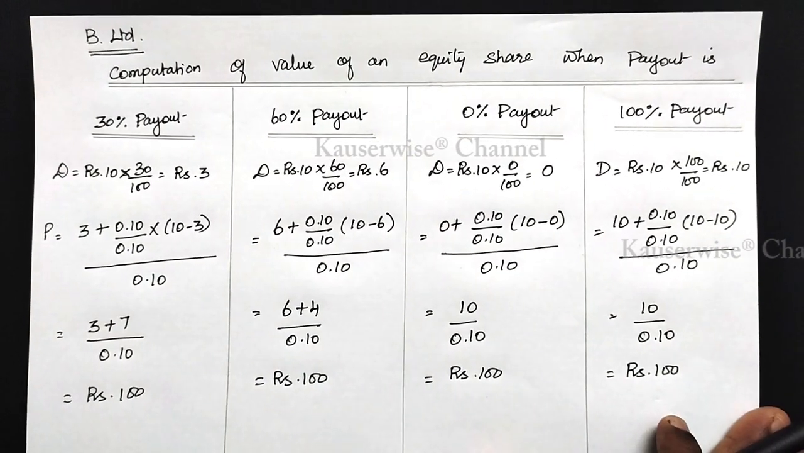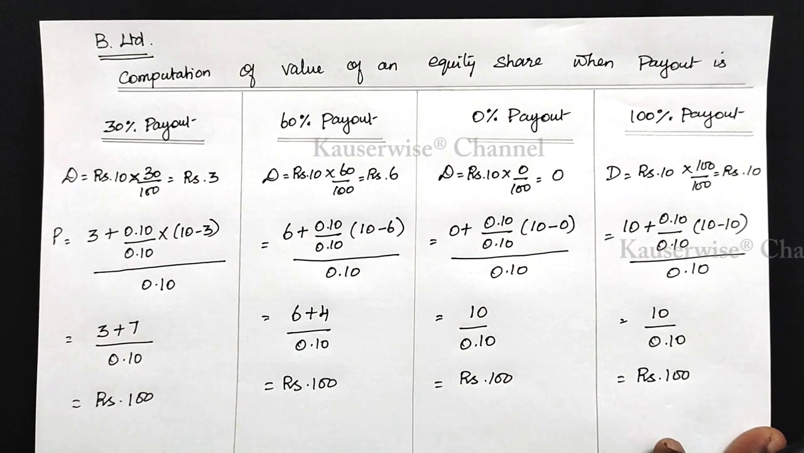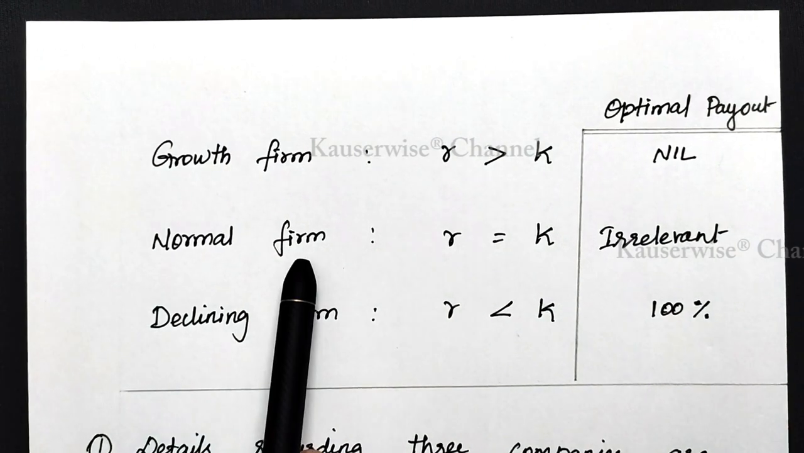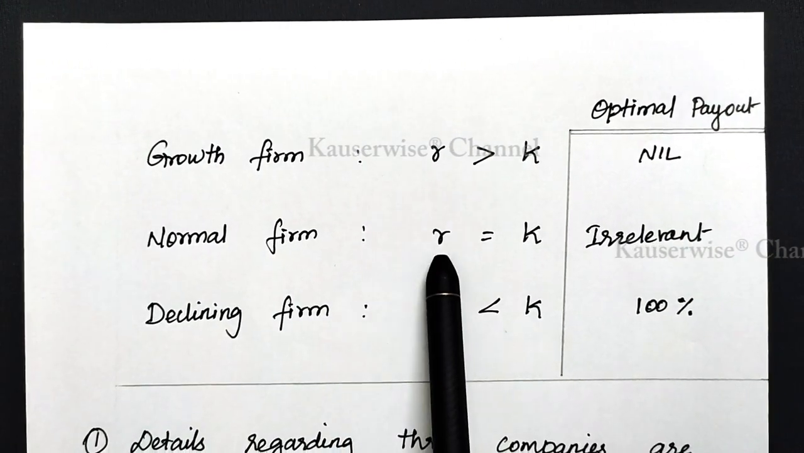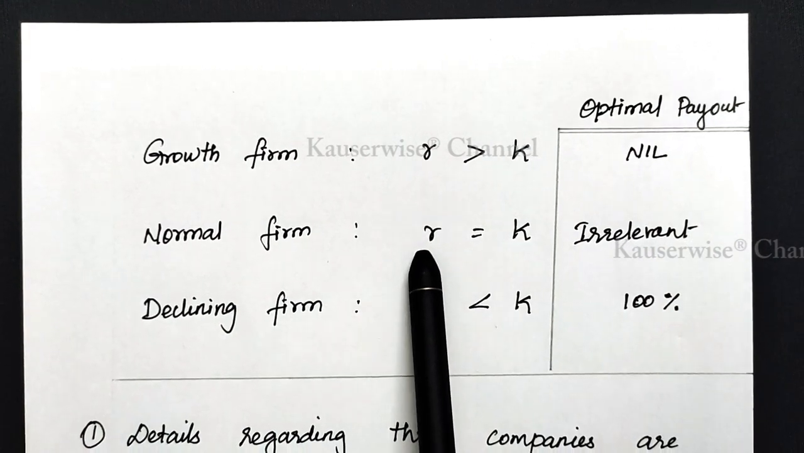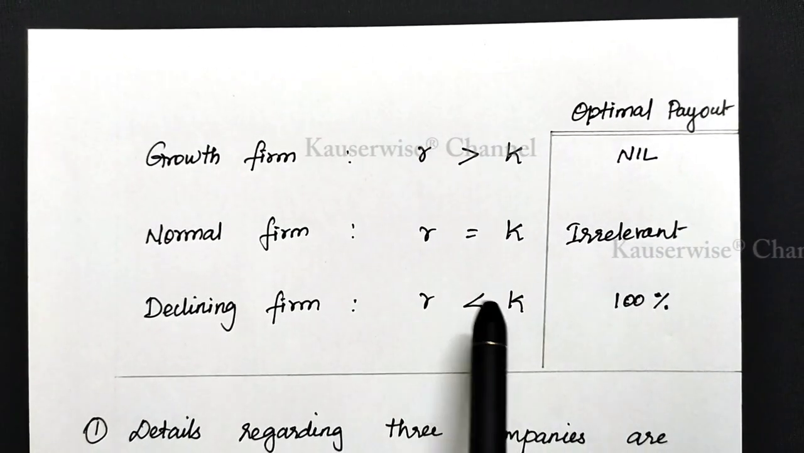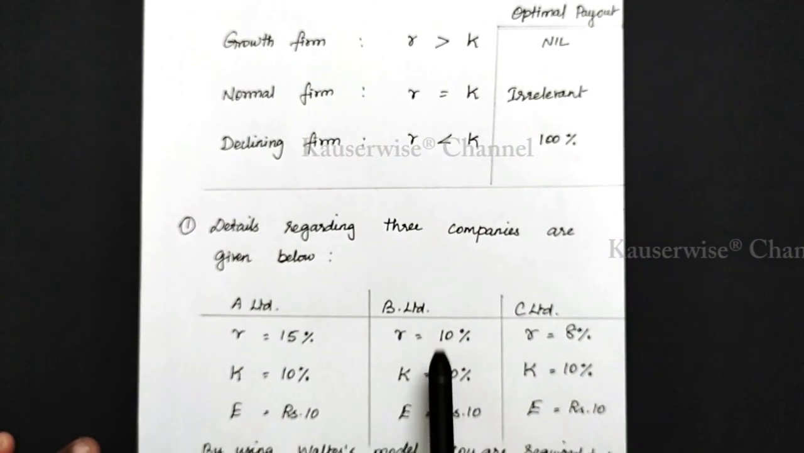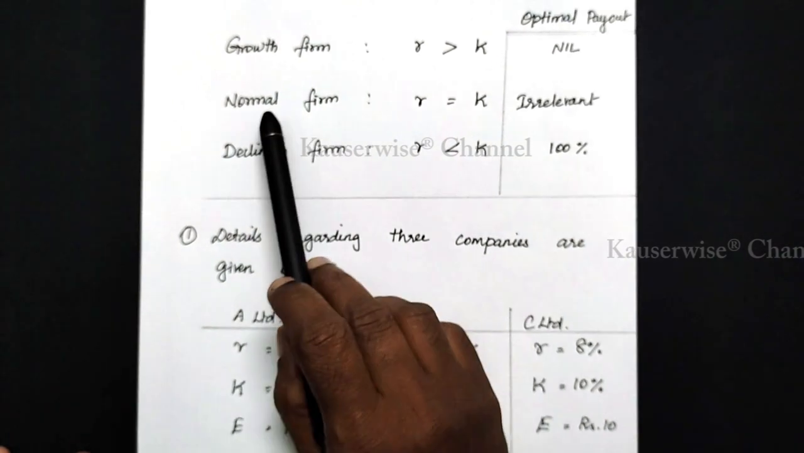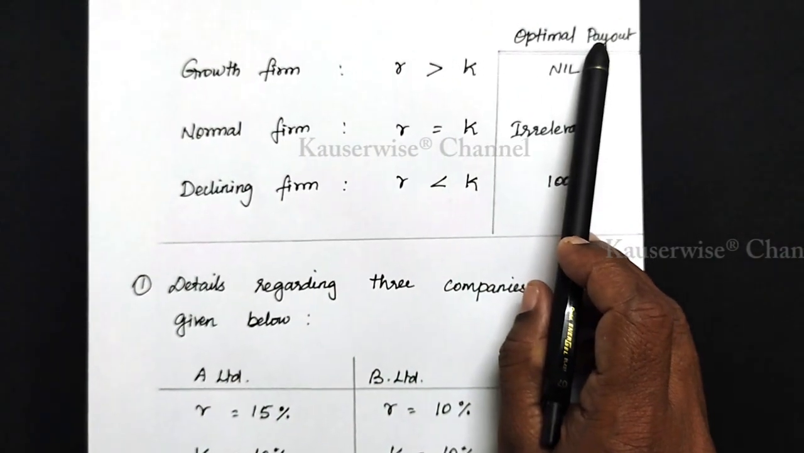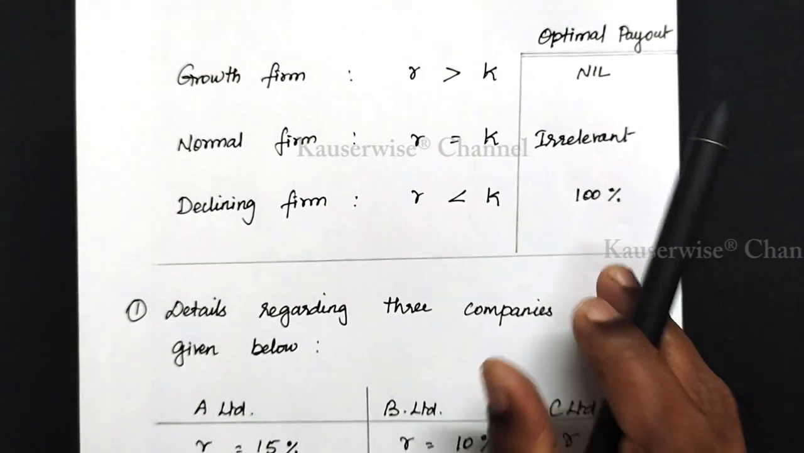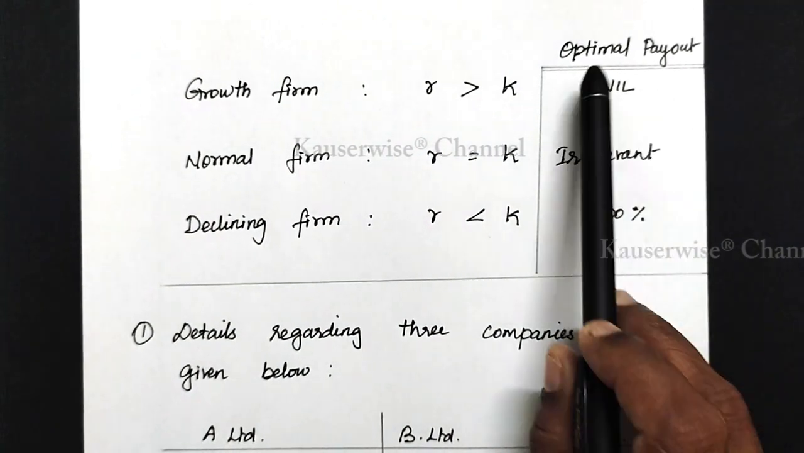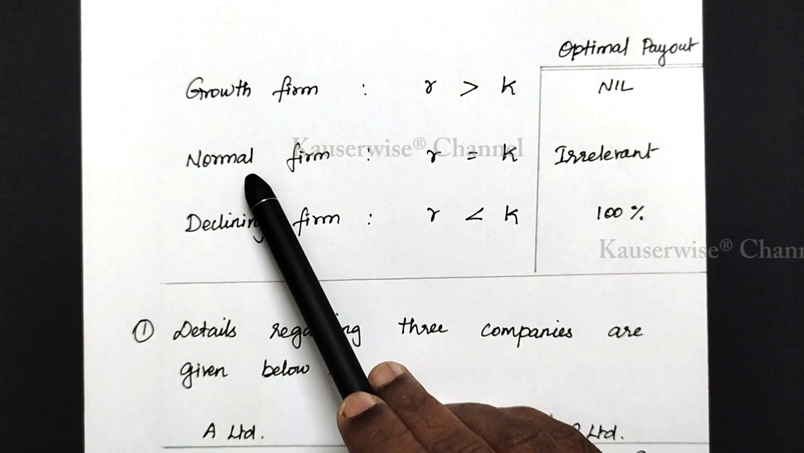So, this firm is normal firm. What is the procedure for normal firm that we have seen in the previous video? What is normal firm? Normal firm means R is equal to K, that is rate of return is equal to cost of capital. See the problem. For B Limited, R is 10%, K also 10%. Both are equal. So for normal firm, the optimum payout ratio is irrelevant. Whatever may be the payout ratio, we are going to get the similar market value per share. So optimum payout ratio is not applicable for normal firm.